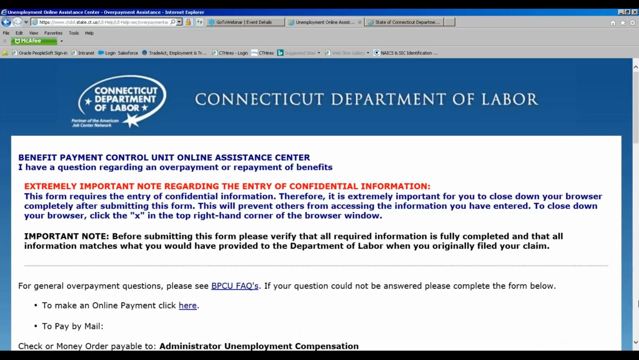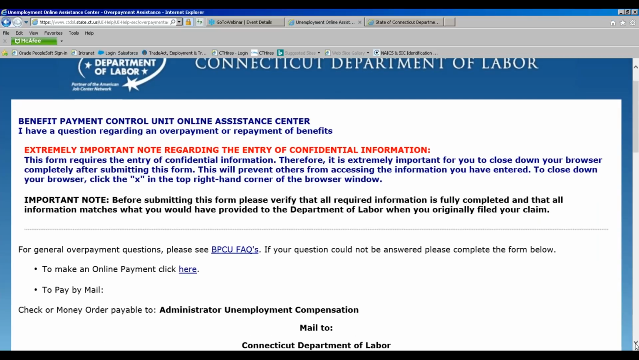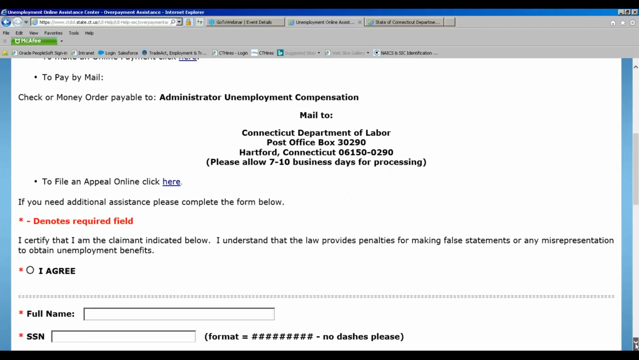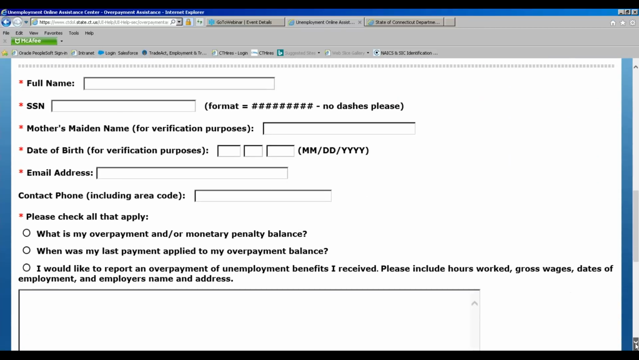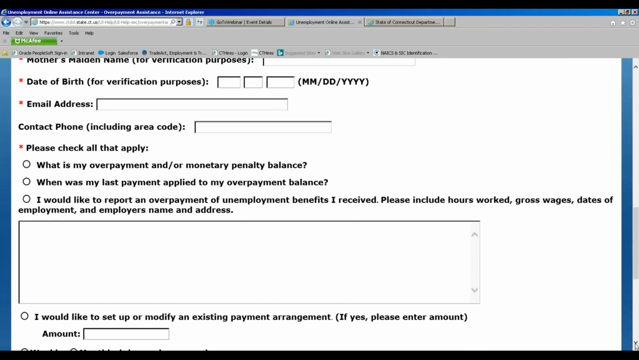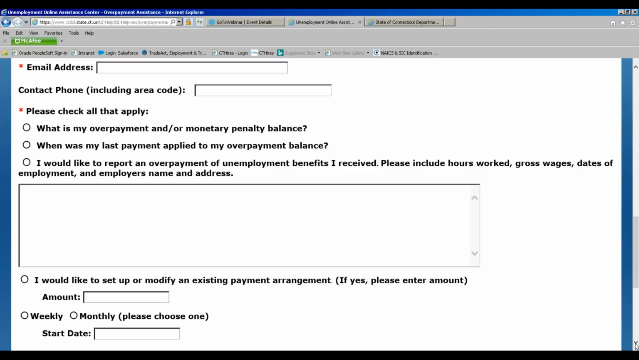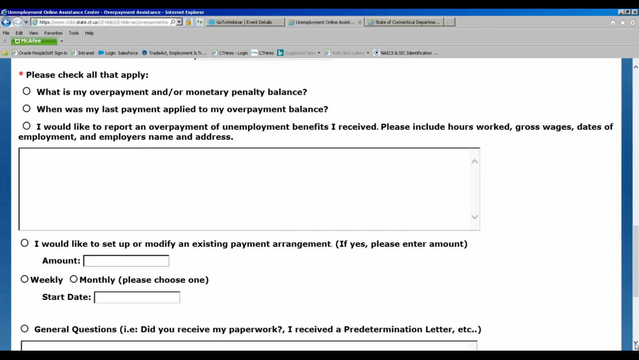So if you were paid a full benefit, and you know that you worked and received pay, I would click the box that says I would like to report an overpayment of unemployment benefits I received, and you could fill in the text box with your information. That information should include the employer's name, the number of hours that you worked, and the gross earnings before taxes were taken out, the gross earnings that you earned for the particular week.